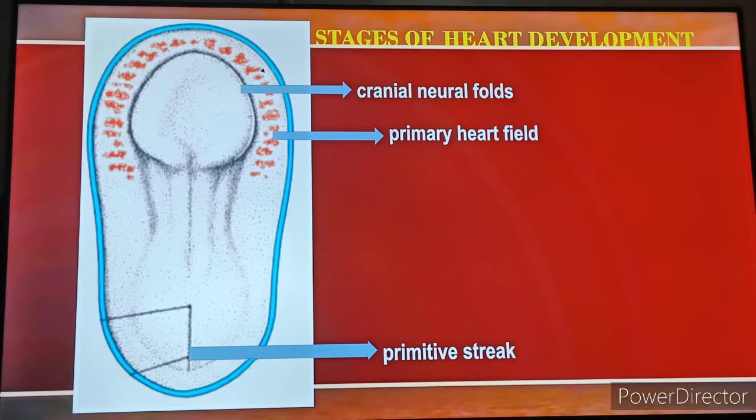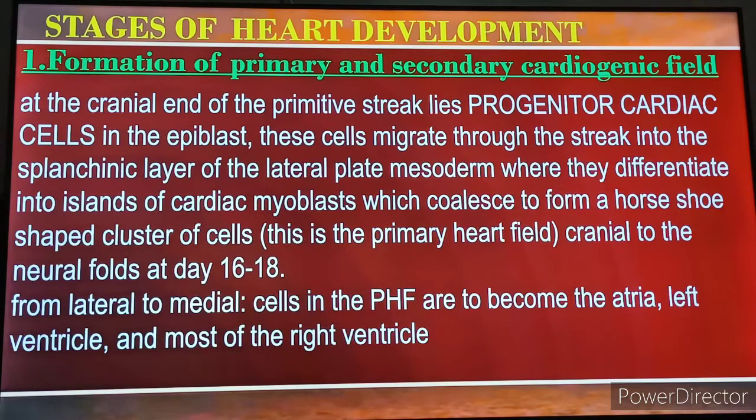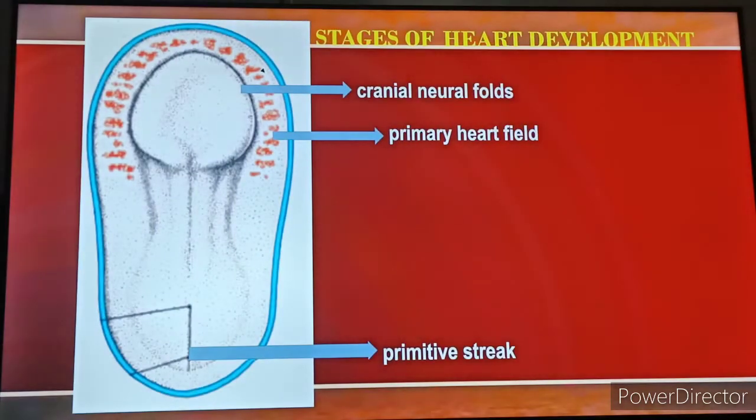They migrate cranially, where we're going to have the islands of the primary heart fields. You can see those bloody islands, or the spots that are up there. Those are the islands of the progenitor cardiac cells. This primary heart field is going to give us the atria, that's the right and the left atrium. It's going to give us the left ventricle, and most of the right ventricle is going to come from the cells that have come from the primitive streak and gone up into the cranial end to give us the primary heart tube.